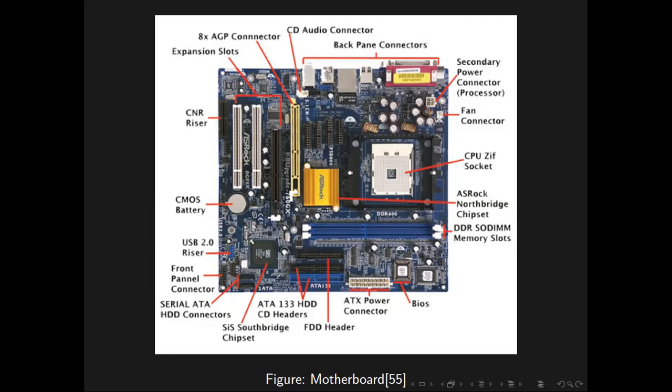Then there is this one, AS Rock or Northbridge chipset. AS Rock is the brand name, whereas Northbridge chipset works with the processor. It is very fast. It does several tasks assigned by the processor. Whereas another chipset is available.